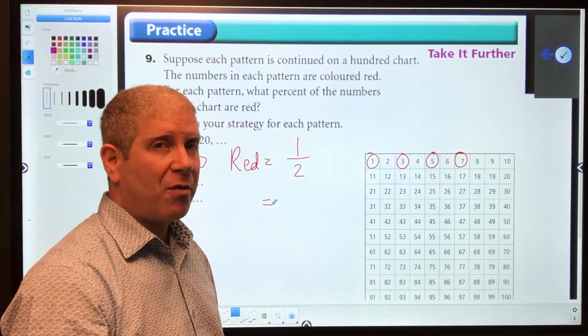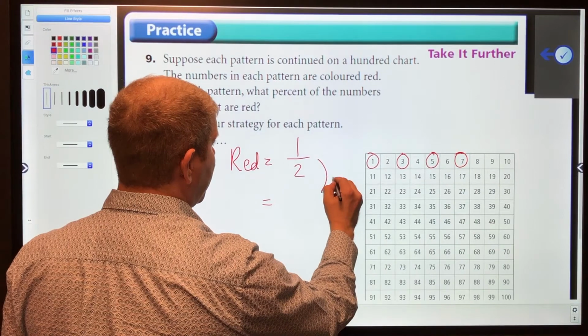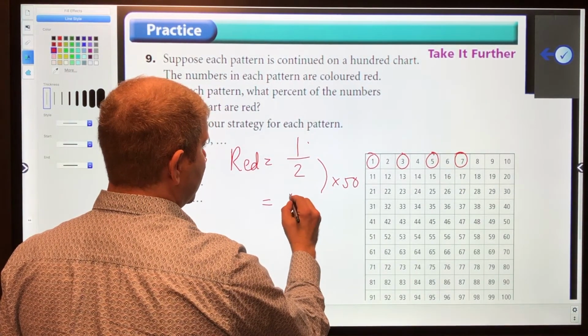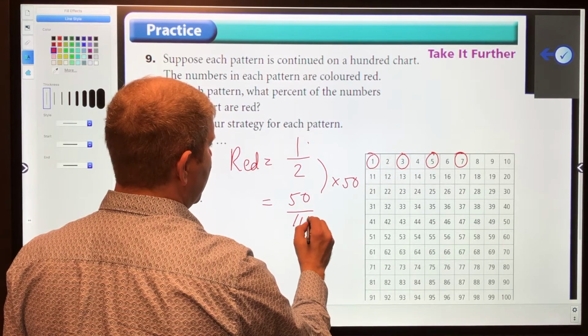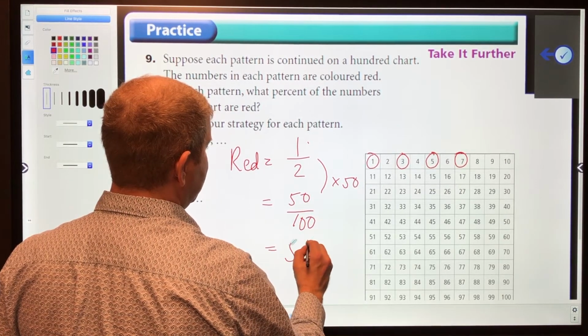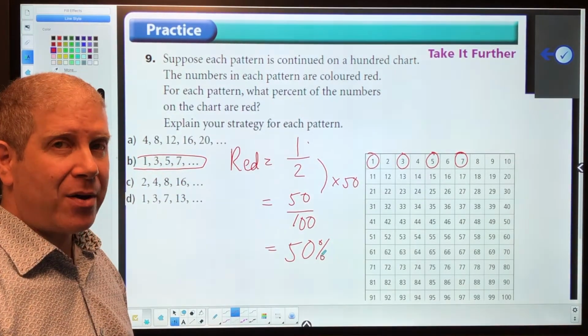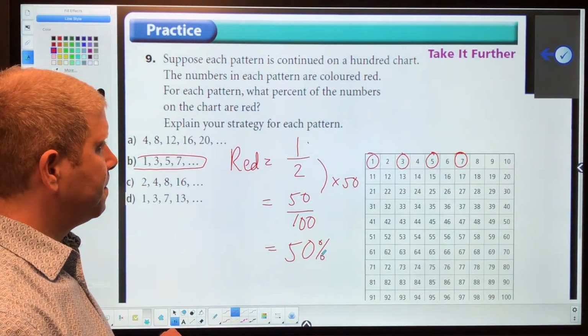And what's that going to be over 100? Well, we're going to multiply the denominator and the numerator by 50. That's going to give us 50 over 100. And 50 over 100 is 50%. So 50% of the second pattern are going to be red.